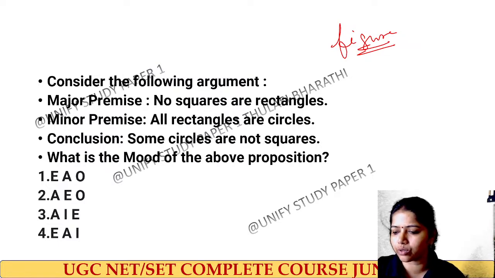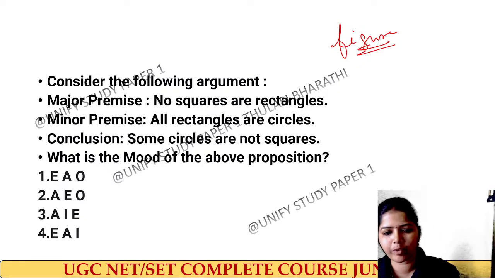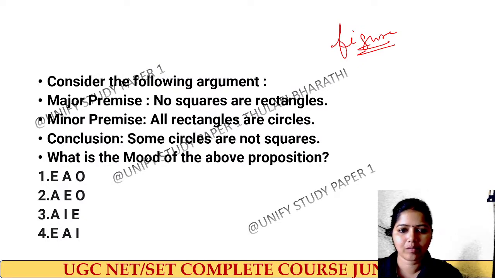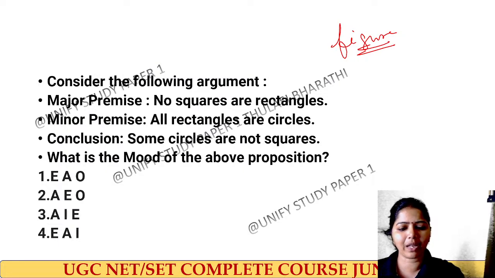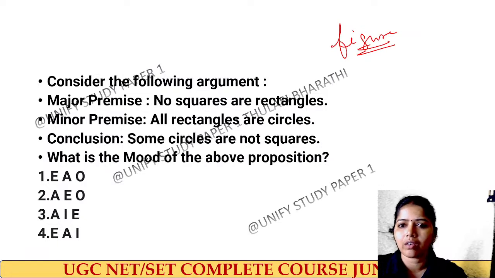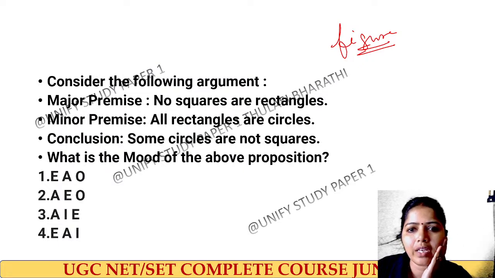What is the figure? Some people are giving EAO, some people are giving AEO. Why so much confusion there?